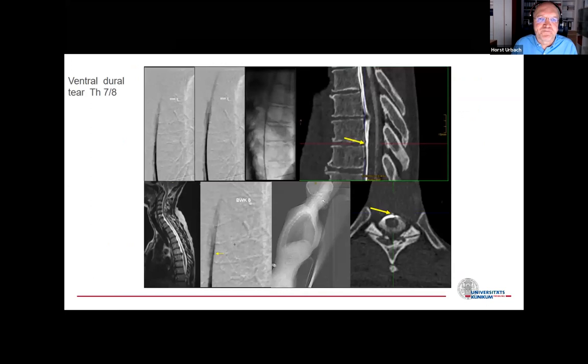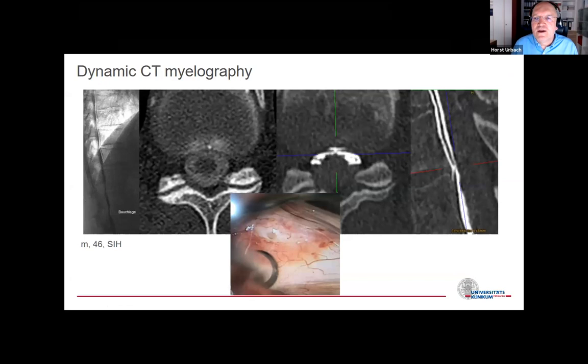Next slide, just a few examples. Here you would assume it should be the lumbar disc prolapse, but the dynamic CT myelogram shows you it's one level below. Next slide, another one where you can see on the dynamic CT myelogram on the right side exactly the transition from the ventral subarachnoid space into the epidural space. And on the bottom, you see the responsible ventral dural tear.